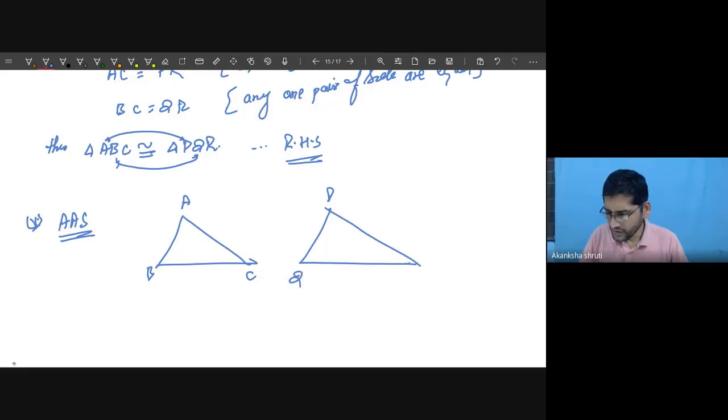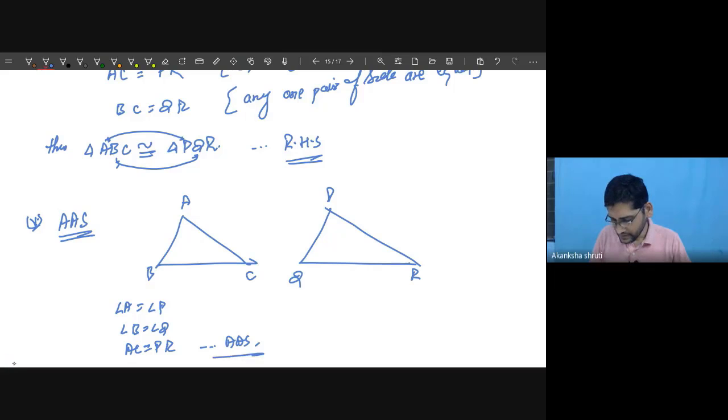ABC, PQR. Say angle A is equal to angle P, angle B is equal to angle Q, and any of the sides you meet, say AC is equal to PR. This is our AAS. So any two angles can be taken, and any of these sides. Here we have taken this side, so this side need not be included. Then it is AAS.